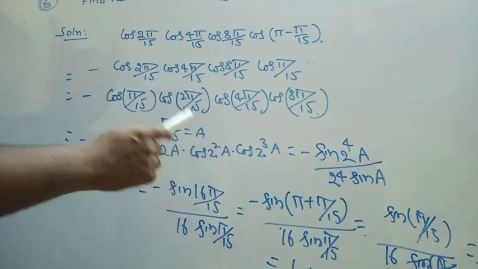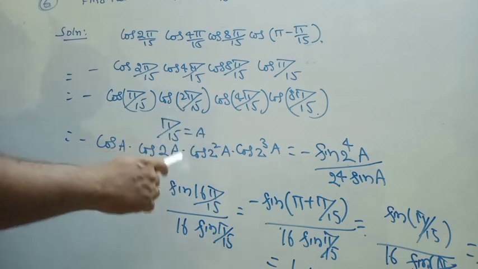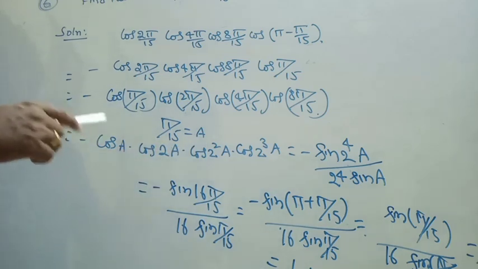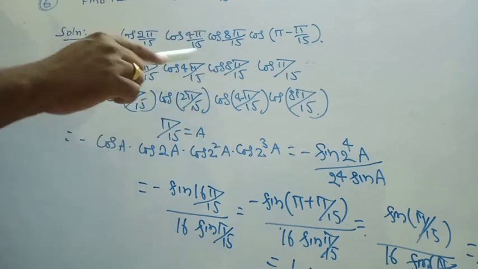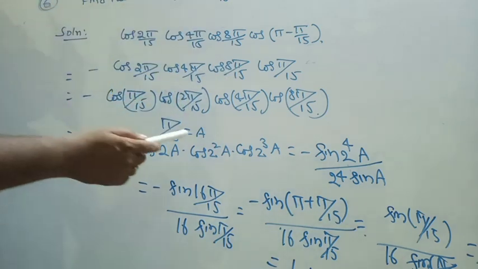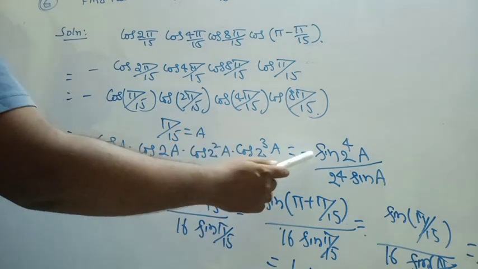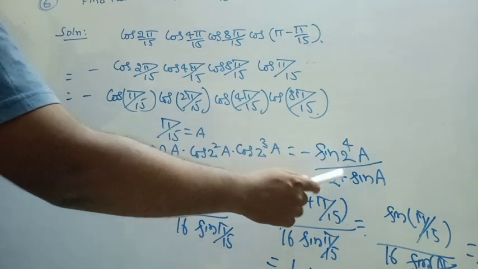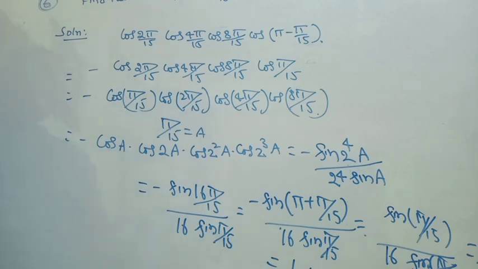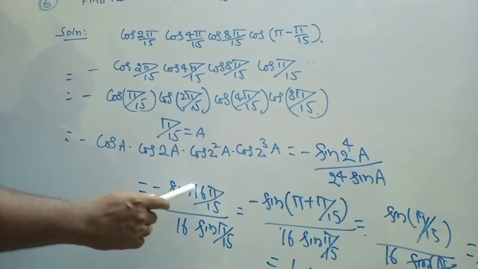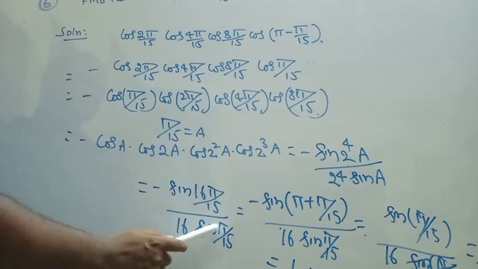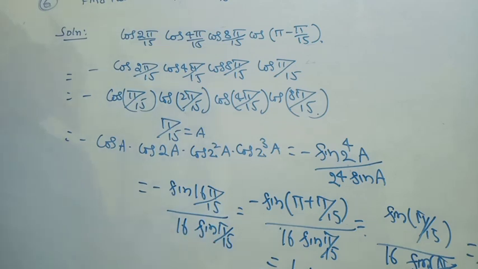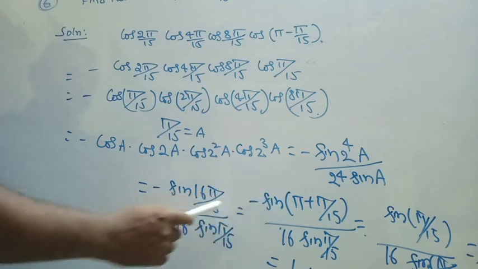We already have one formula: cos A into cos 2A into cos 2 square A, and so on up to cos 2 power n A, equals sin 2 power n plus 1 A by 2 power n plus 1 sin A. Here n is equal to 3. That's why it is minus sin 2 power 4 A by 2 power 4 sin A. Now 2 power 4 is 16, so minus sin 16 pi by 15 by 16 into sin pi by 15.